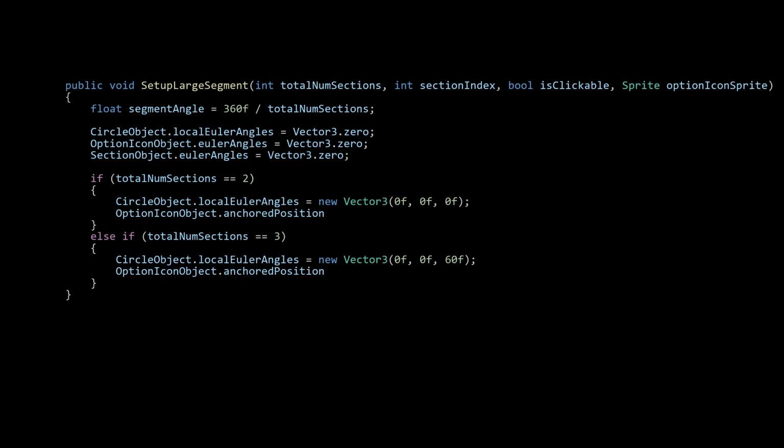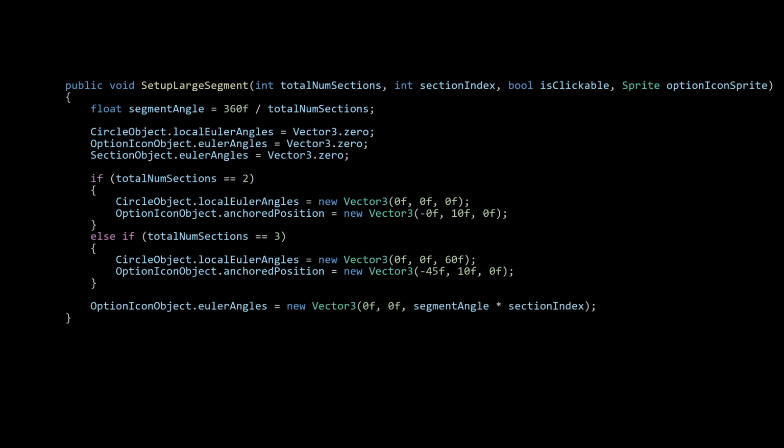You can do cool math to figure this position out, or do what I did and just muck around with the UI till it looks good and copy over the position. This is what I got. Now we need to rotate the option icon just like our small segment setup, and rotate the section object itself just like our small segment setup.